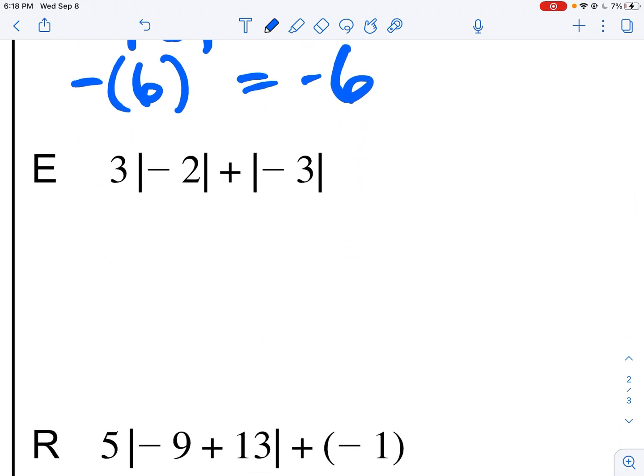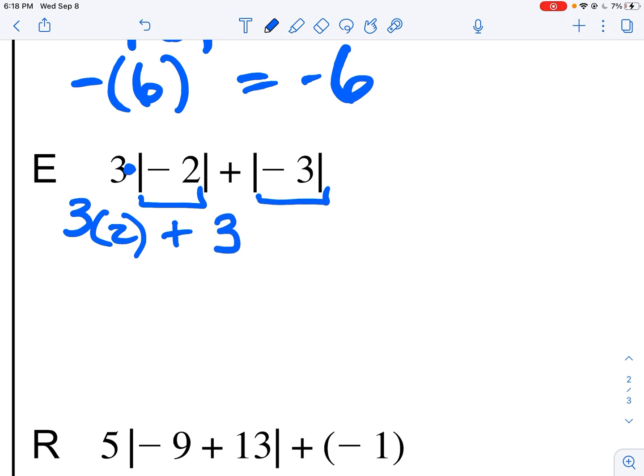Next, boys and girls, this is like multiplication right here. Just like if you have 3 times 2, that's the same thing. So, what is the distance from 0 to -2? It's +2. What's the distance from 0 to -3? It is 3. So I have to do multiplication before I can do addition. So 6 plus 3 gets me 9.